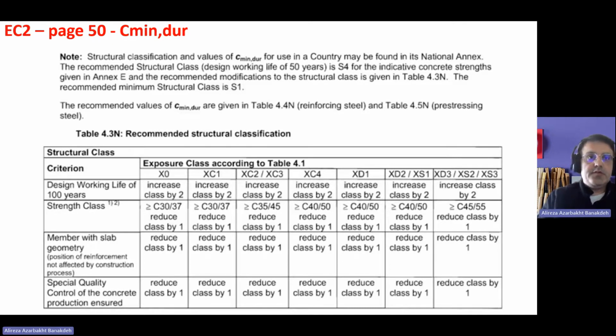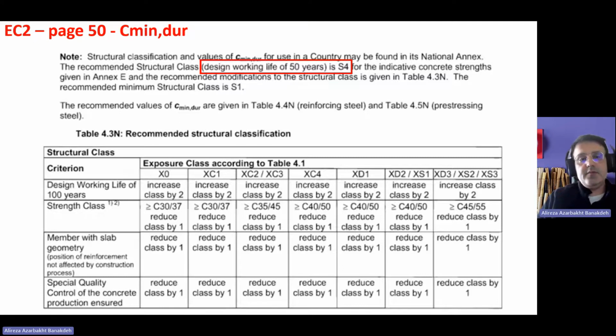class. And if you go to page 50, again, you have Table 4.3N, and above this table, it says that the recommended structural class for a design working life of 50 years, which is mostly always the case for buildings design, is S4, but it can be decreased or increased based on this table.